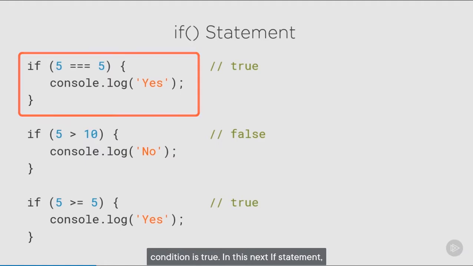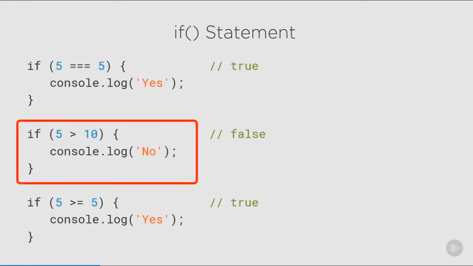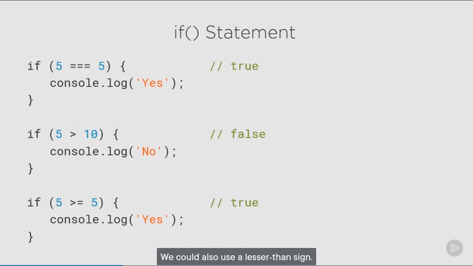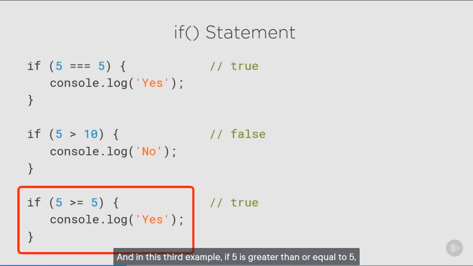The condition is true. In this next if statement, the condition is false. If 5 is greater than 10, execute this code. The word no is never going to show in the console. The code will not execute. But you can see how we can use a greater than sign. We could also use a lesser than sign. And in this third example, if 5 is greater than or equal to 5, we write out yes. And that's true. 5 is greater than or equal to 5. Likewise, we could check for less than and equal to 5.